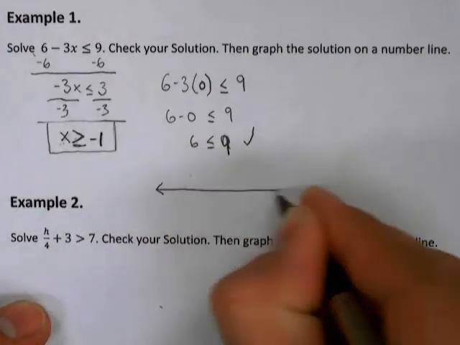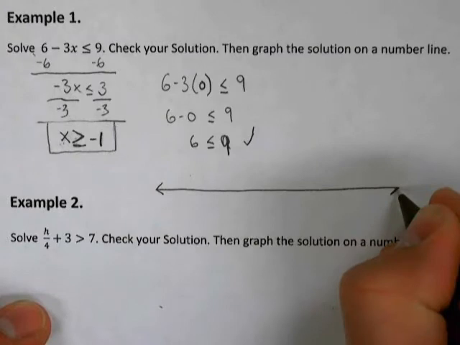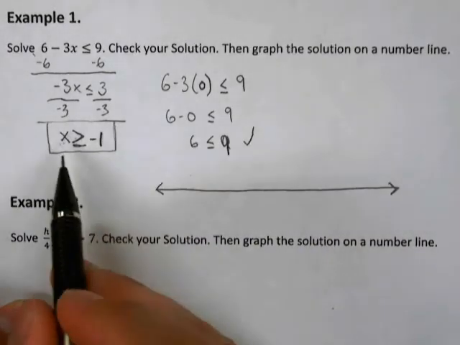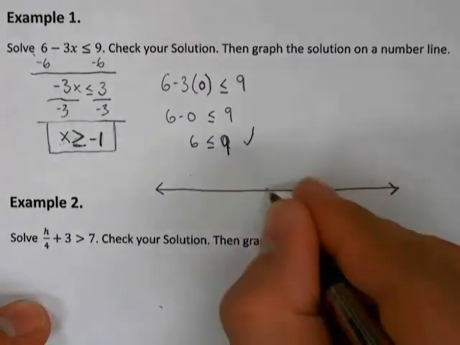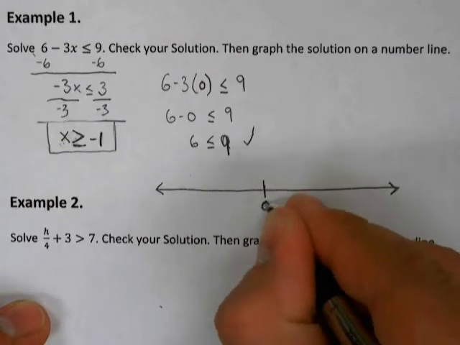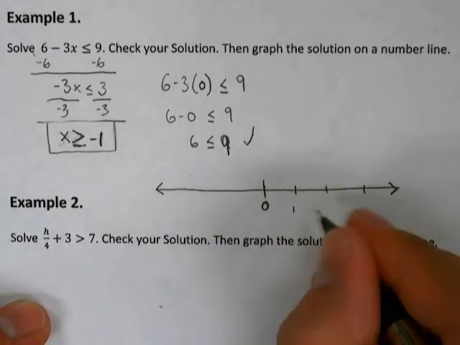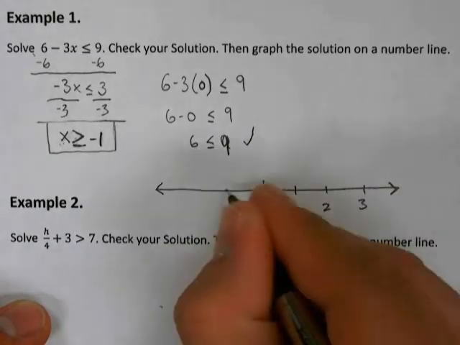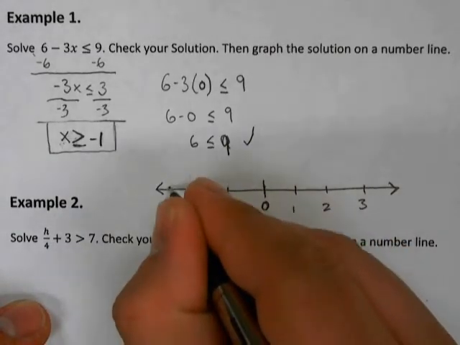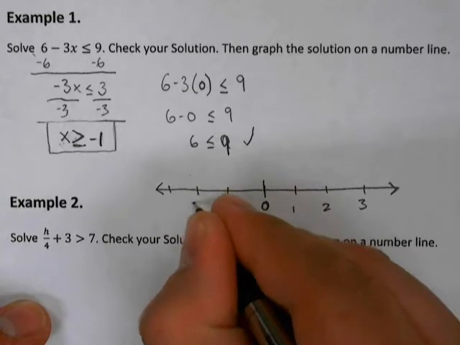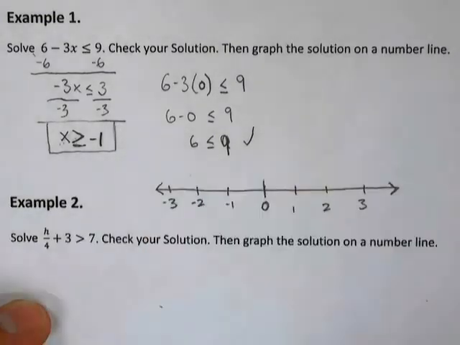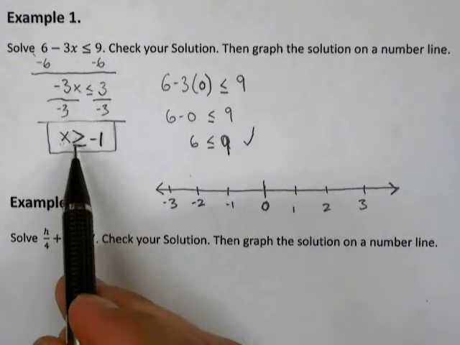So I'm going to draw my number line here. And our important point to realize is negative 1. So I'm going to start with 0 in the middle. 1, 2, we'll go out to 3. And then negative 1, negative 2, negative 3. All right, it says x is greater than or equal to negative 1.